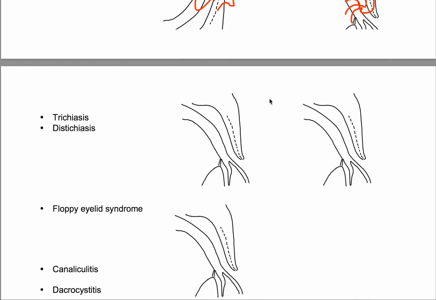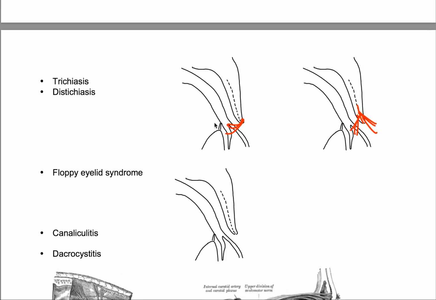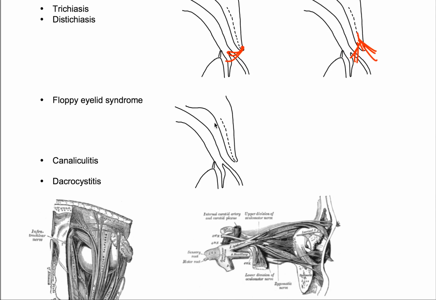Now, trichiasis is a condition where eyelashes themselves start growing inward and irritating the conjunctiva, and distichiasis is a condition where eyelashes begin growing posterior to this gray line here. And with these extra lashes growing, they tend to irritate the conjunctiva and again need to be removed for the patient's comfort and safety.